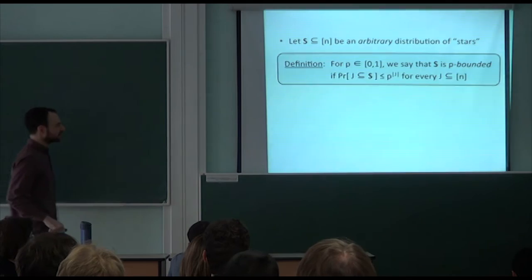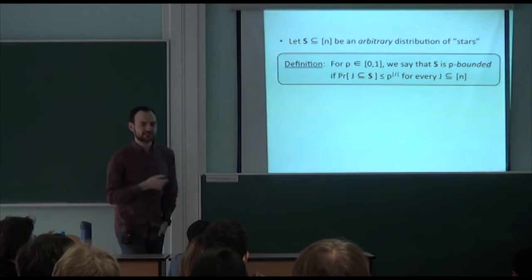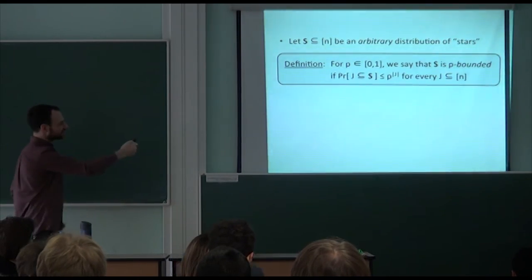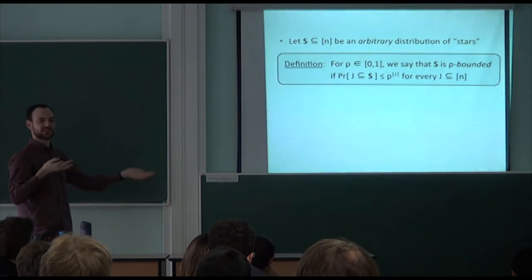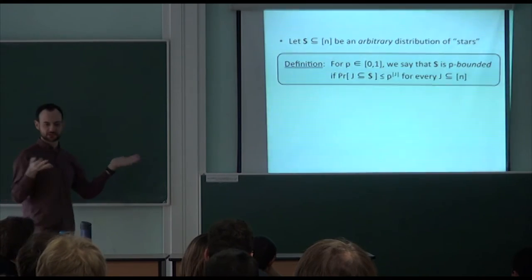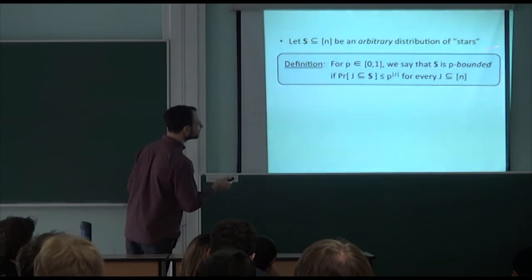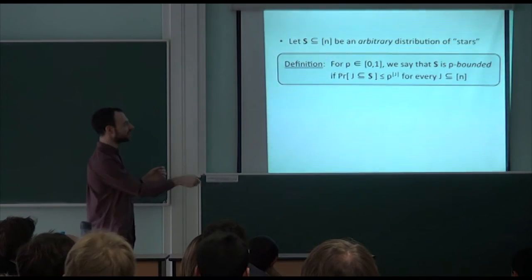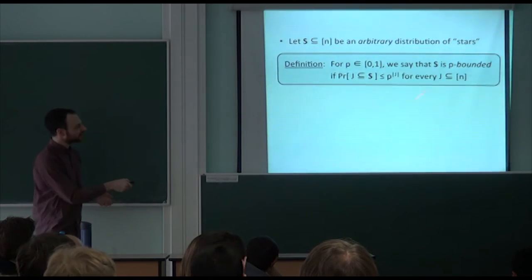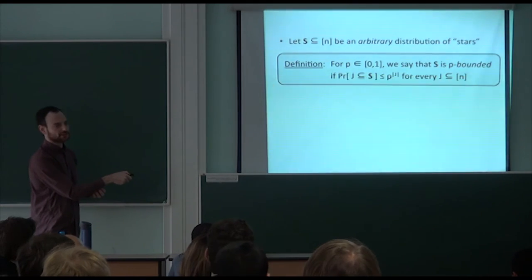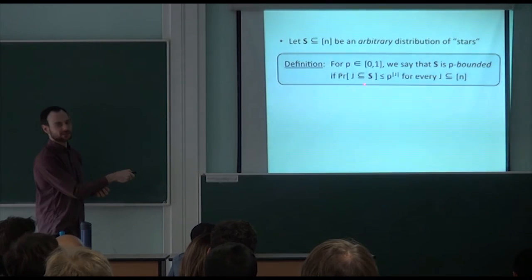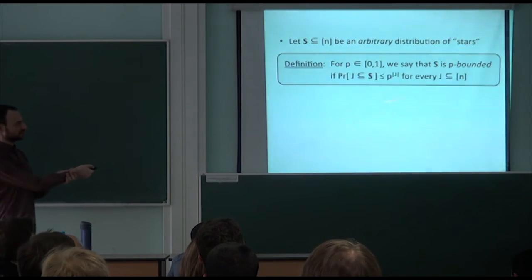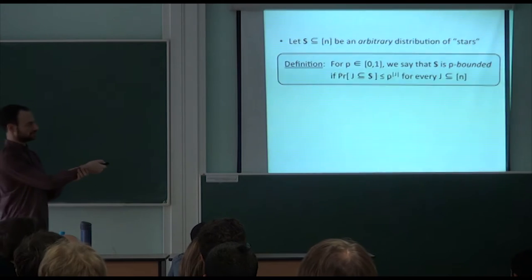In order to say something about an arbitrary distribution of stars, we need to quantify it somehow. In particular, when is it sufficiently like a p-biased subset of 1 to n for our switching lemma argument to apply? So I'm going to introduce this notion of S being p-bounded. Let p be some parameter in (0, 1). I'll say that S is p-bounded if for every subset of variables J, the probability that J is contained in S is at most p to the size of J. Note that this is certainly true for the p-biased subset of n.